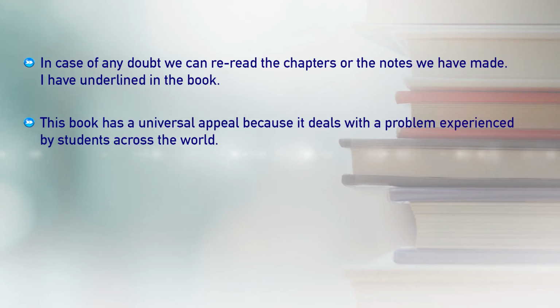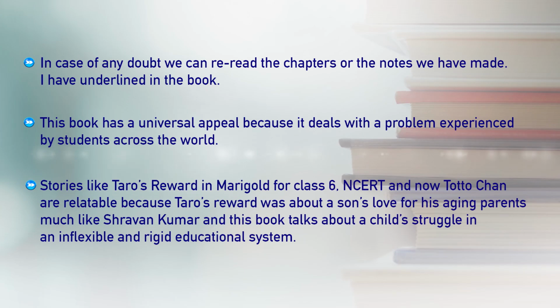This book has a universal appeal because it deals with a problem experienced by students across the world. You may have read Taro's Reward in Honeysuckle for class 6 NCERT. Taro's Reward and now Toto-chan. These two are very relatable stories. Both incidentally are Japanese stories. These two are very relatable because Taro's Reward was about a son's love for his aging parents, much like our own Shravan Kumar. And this book talks about a child's struggle in an inflexible and rigid educational system.